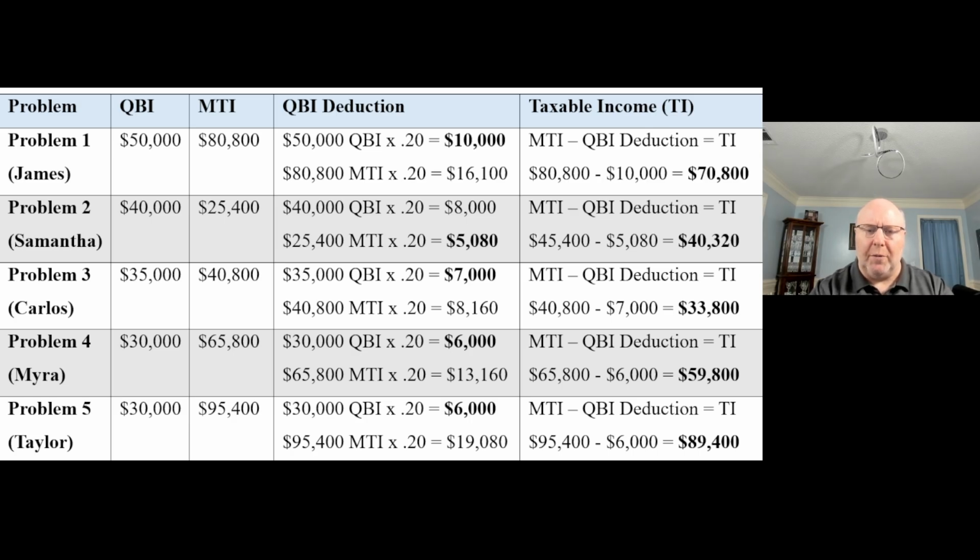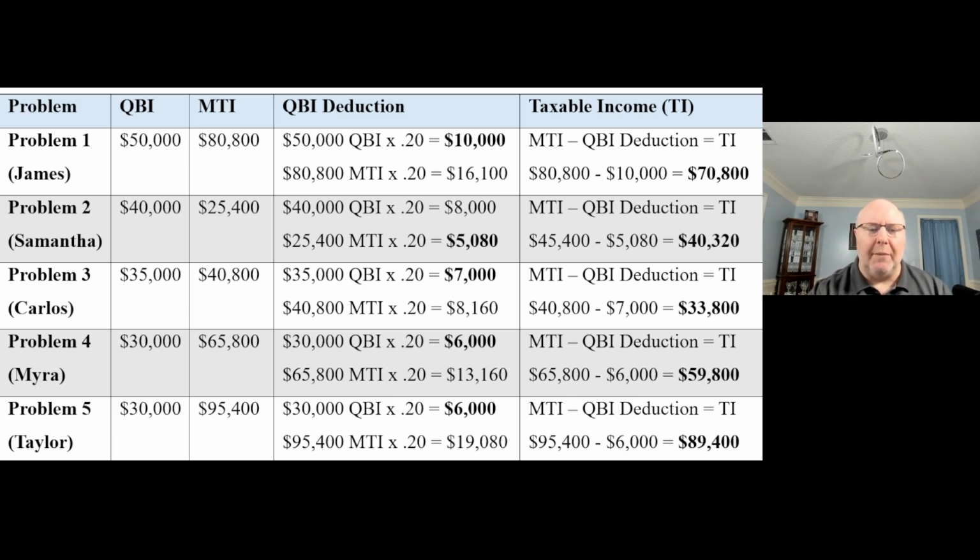So we'll go 20% times our modified taxable income of $80,800, and we come out to $16,160. Well, 10,000 is less than 16,160. The ceiling didn't come into play. We're taking all 10,000, all 20% of our QBI. That's going to be our QBI deduction. Awesome. We solved that one.